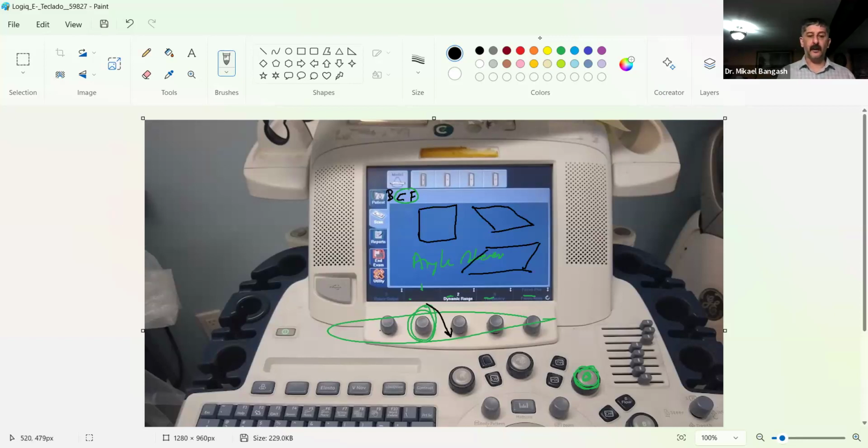Okay, so here it does, and the same is okay even if you turn it anti-clockwise. If you turn it clockwise, it is going to go from this to this. And if you turn it anti-clockwise, it's going to go from this to this.